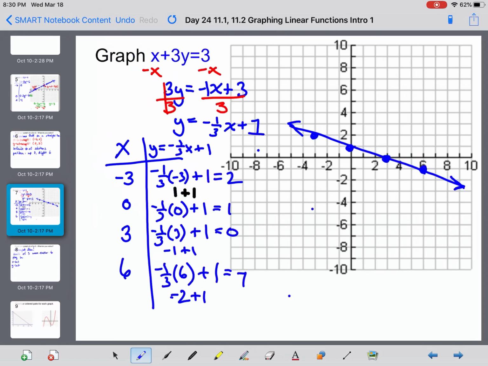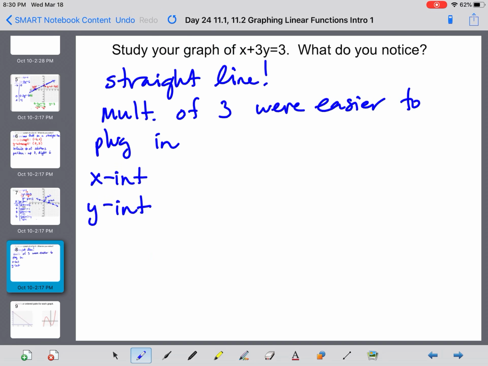So let's peek back at our graph. It looks like it's touching the x-axis right here at the point (3, 0), and it's touching the y-axis at the point (0, 1). So the x-intercept is going to be at (3, 0), and the y-intercept is going to be at (0, 1).